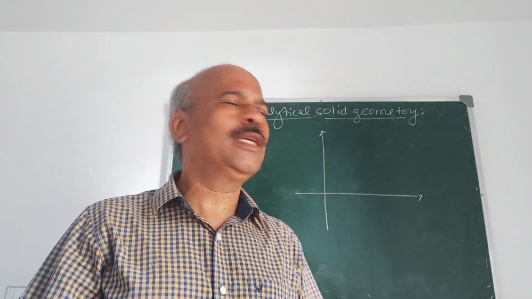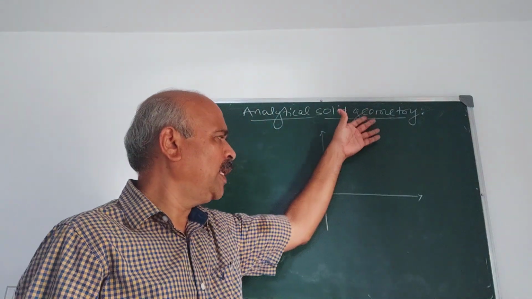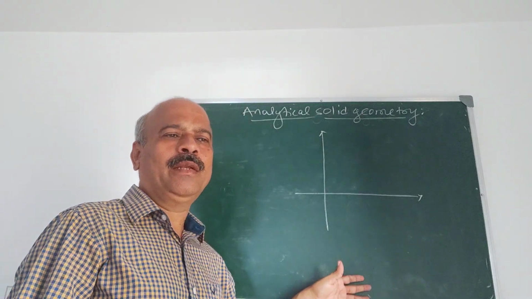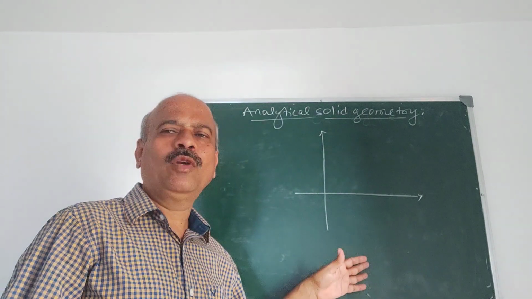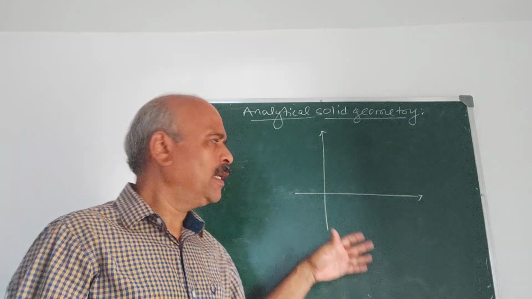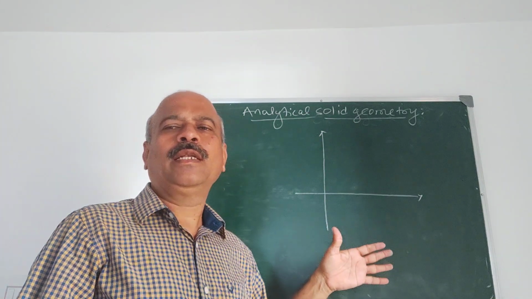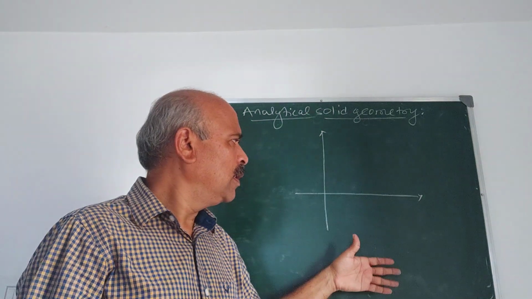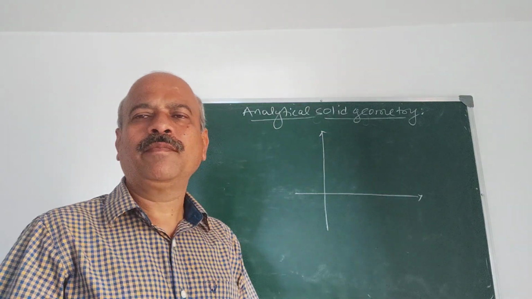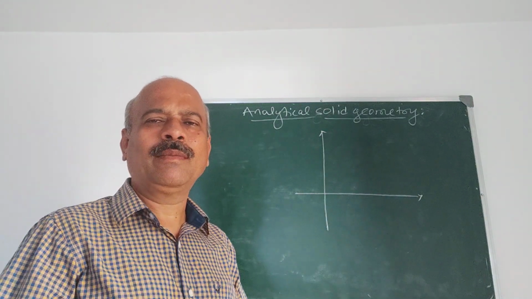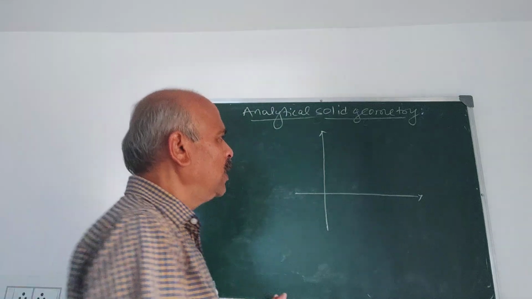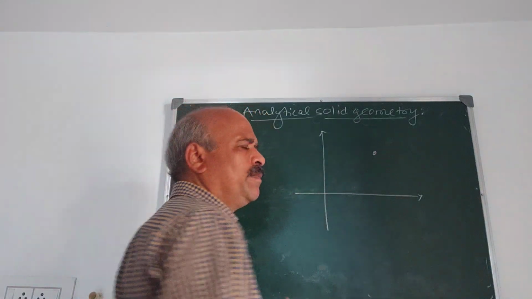Plane means two-dimensional. The best example for a plane is the surface of the blackboard. Surface of the blackboard is a plane. Or you can take any paper, the surface of the paper becomes a plane. That is a good example for a plane. Now, in the plane, how do you represent a point?